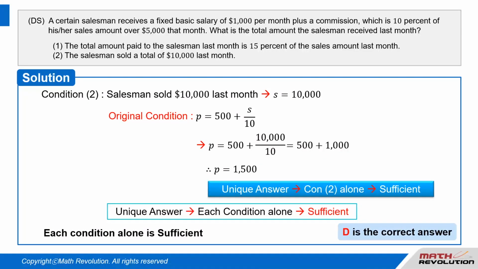Each condition alone is sufficient. So, D is the correct answer. Answer D.